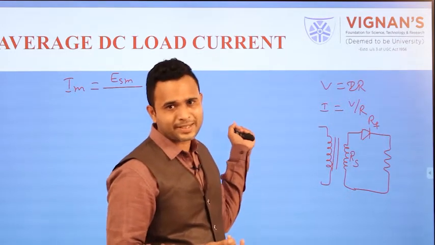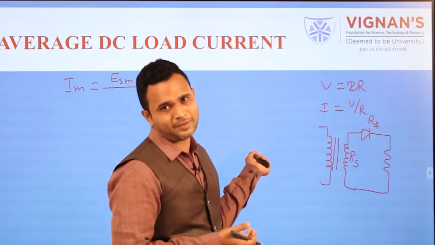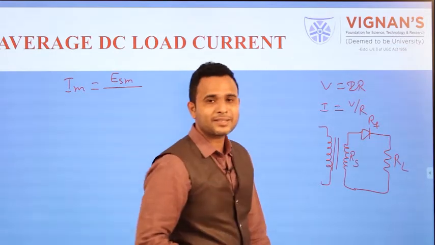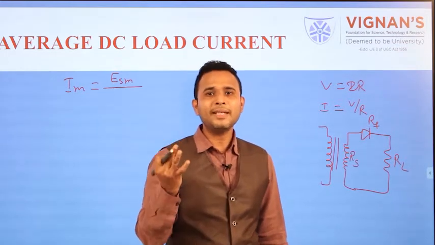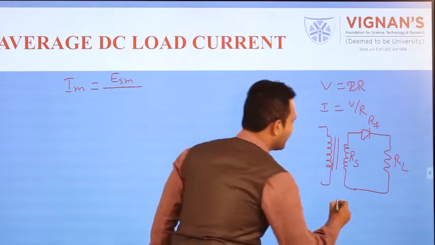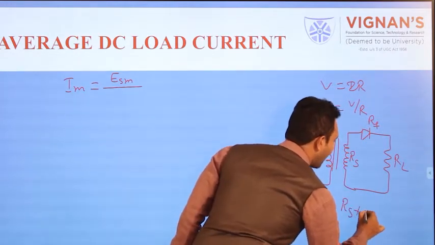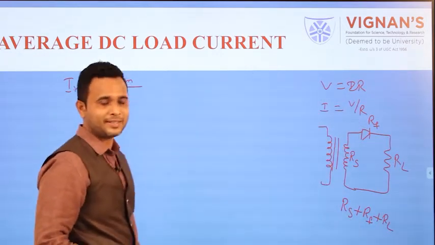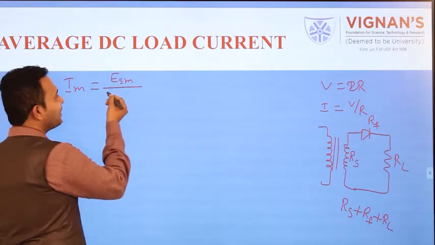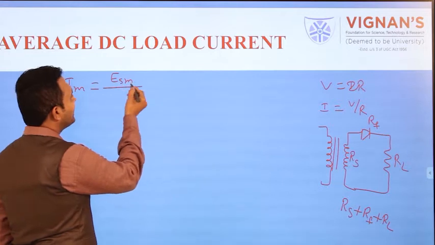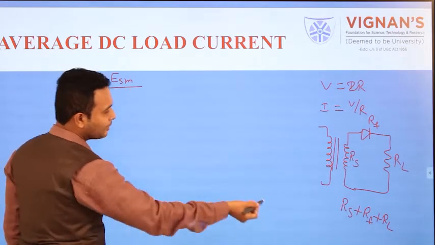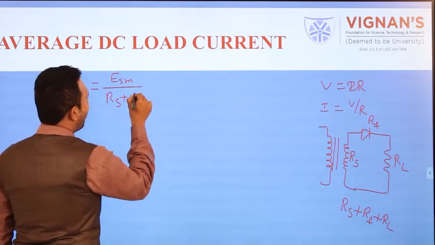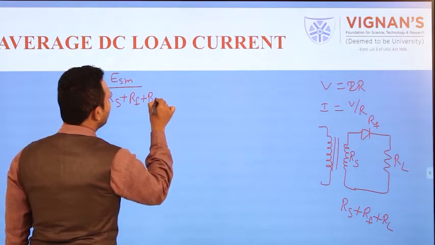We already described this in the previous IDC equations, which is why we take RF. Then the load resistance RL. How many resistances do we have here? We have 3 resistances: RS plus RF plus RL. So Im is equal to the total voltage ESM divided by the total resistance, and here the total resistance is RS plus RF plus RL.